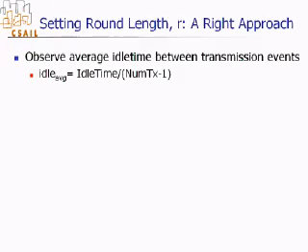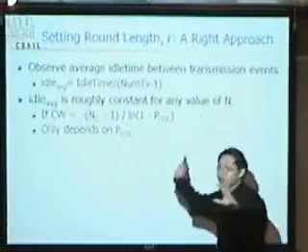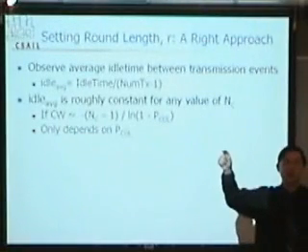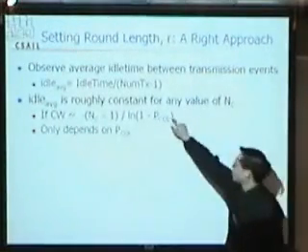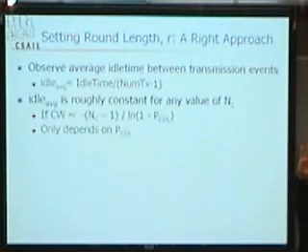The right approach is that we're going to observe the average idle time between transmission events. And I explained to you that we know that number. We can't observe it directly. So idle average, that's the key thing that we're interested in. It turns out that this observed idle average is roughly constant for any value of NC if a MAC is doing exactly what we are doing. If you set the contention window size such that you achieve a sustained collision rate using this formula, then your idle average becomes roughly constant for any NC.